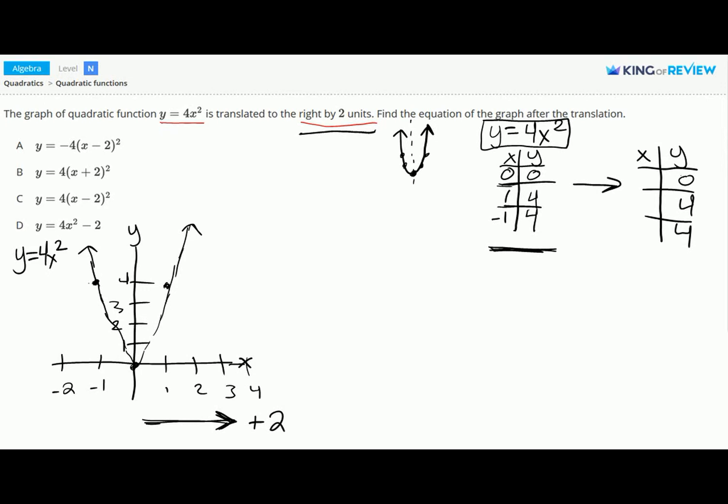But since we're translating to the right by 2 units, we're going to add a 2 to each of our x-coordinates. So for this point here, our x-coordinate was 0. 0 plus 2 is 2. For this point here, our x-coordinate was 1. 1 plus 2 is 3. And for this point here, our x-coordinate was negative 1. Negative 1 plus 2 is 1. So we have a new set of points here. This is our translated function here.